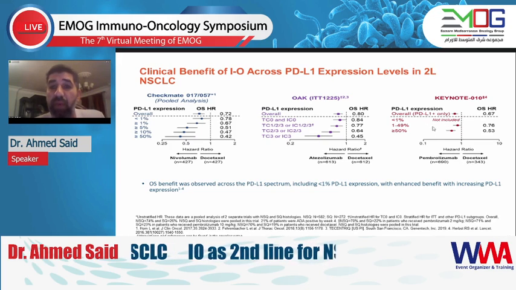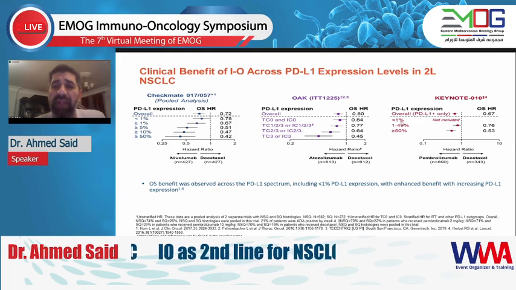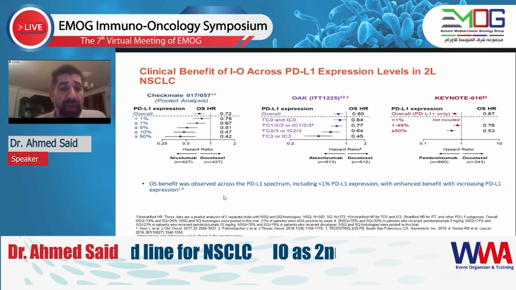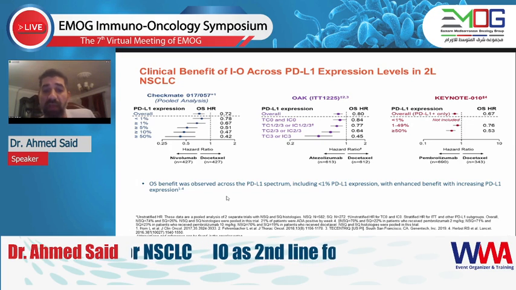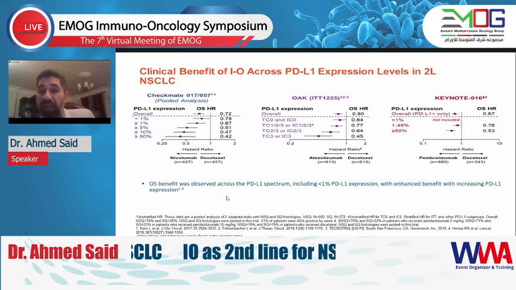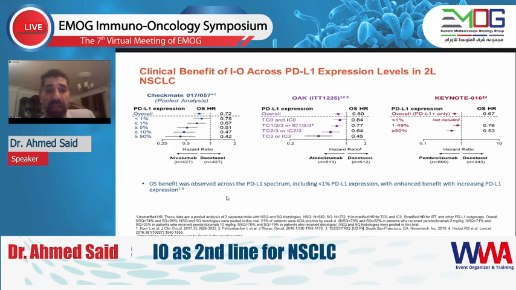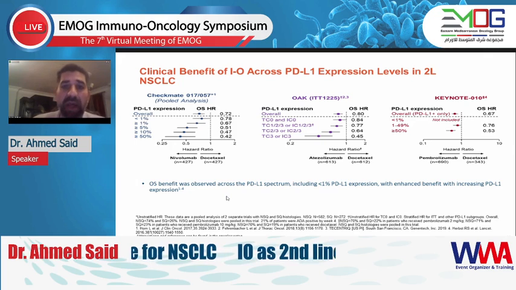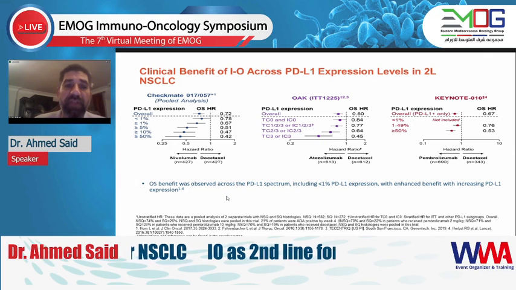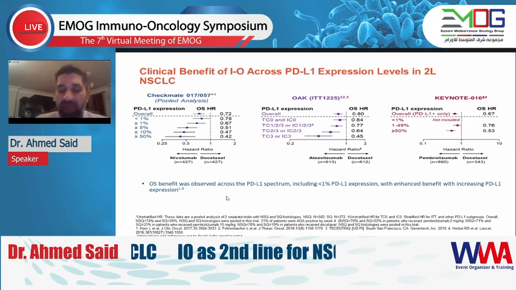But remember, in the pembro study, patients with negative or less than 1% PD-L1 expression were not allowed to enter. So overall survival benefits were observed across the PD-L1 spectrum, including less than 1% PD-L1 expression, with enhanced benefit with increasing PD-L1 expression. This is a cross-trial comparison, but it allows us to learn how the immunotherapy benefit in overall survival is maintained in most of the trials for the approved molecules.